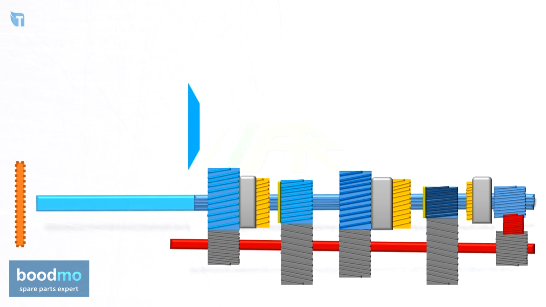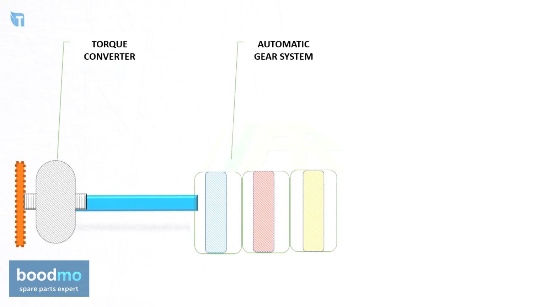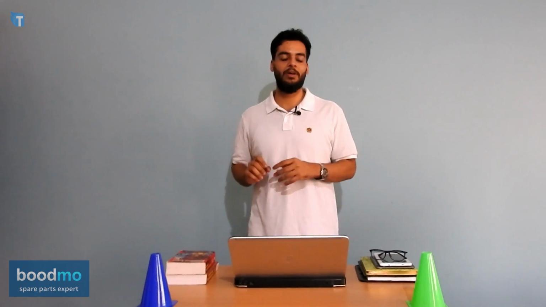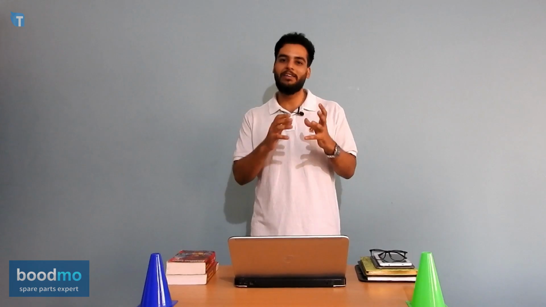The lag which we get in previous transmission systems can be minimized with automatic transmission, where instead of a clutch, a torque converter is used, which transmits power from the engine to the gearbox via fluid coupling. It uses a planetary gear system instead of conventional constant mesh gears. This is one of the simplest transmissions, but to explain it, I would need to make a 15-minute video. So without getting into details, all we need to know is that this is the transmission in which there is almost no power cut while shifting gears.